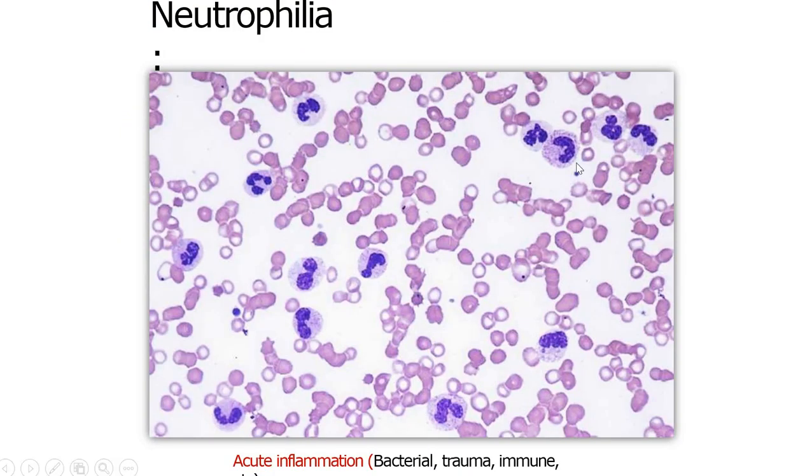Now this is a picture of neutrophilia. You can see all these are mature neutrophils. They're really abundant. This is an eosinophil. These are really abundant in number. So ideally on a smear we'll see maybe 2 or 3 in one particular zone. But here you can see the count is really increased. That's why you see so many neutrophils.